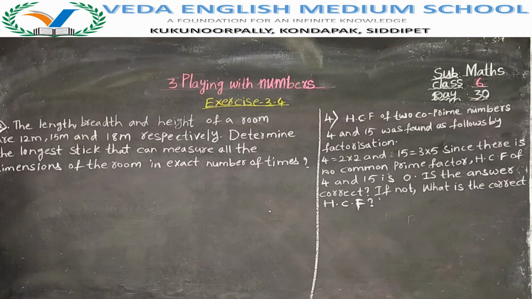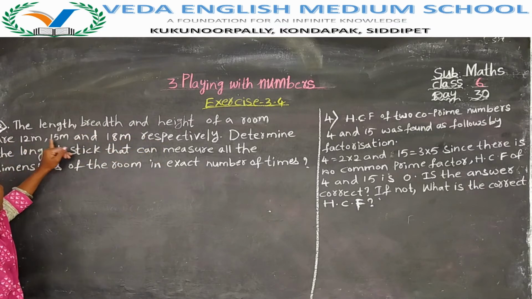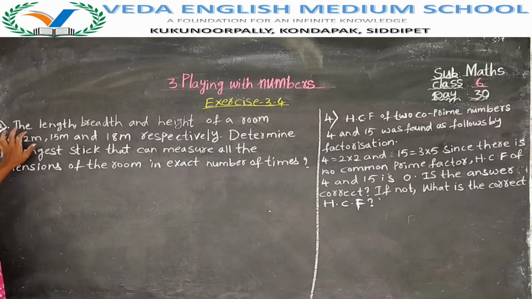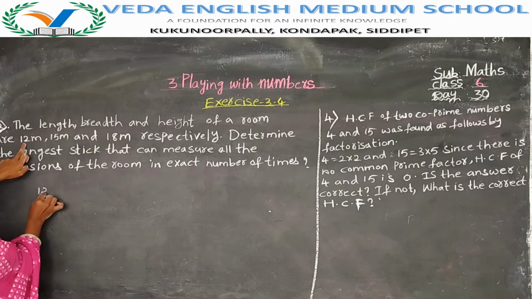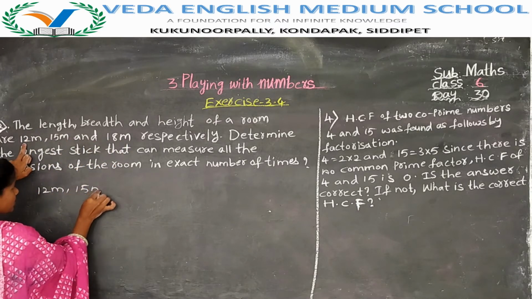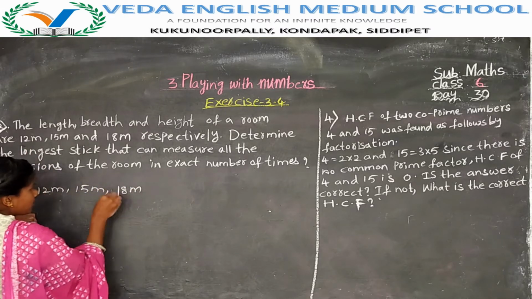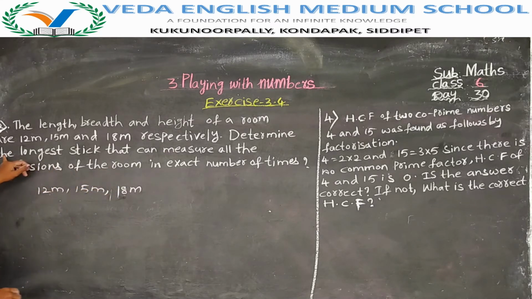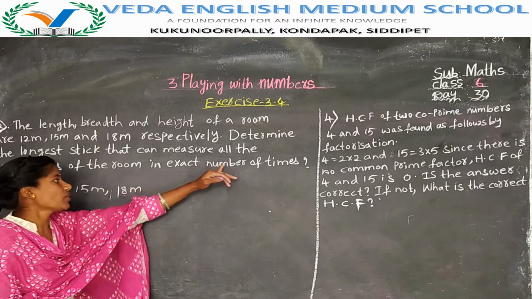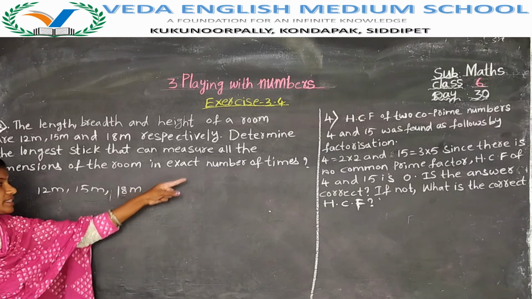The length, breadth and height of a room are 12 meters, 15 meters and 18 meters respectively. 12 is the length, 15 is the breadth and 18 is the height. Then determine the longest stick that can measure all the dimensions, meaning the measurements of the room, an exact number of times.